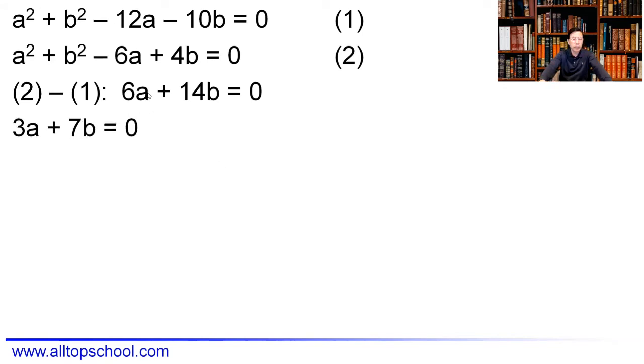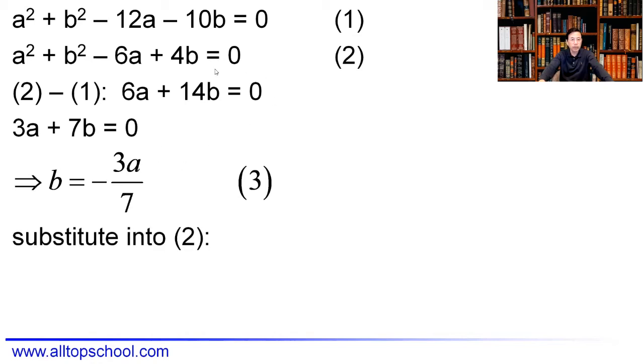We can just subtract the two equations, and we get 6a plus 14b equals 0. Simplify by dividing by 2, and we get 3a plus 7b equals 0. From here, we get b in terms of a: b equals negative 3a over 7. That's the third equation. Once we have this linear equation, we can substitute into any of the above equations and solve the quadratic equation.